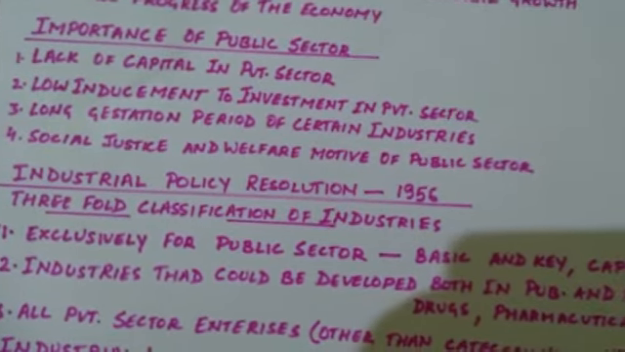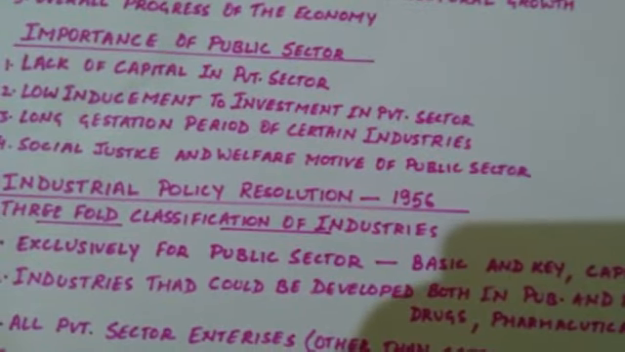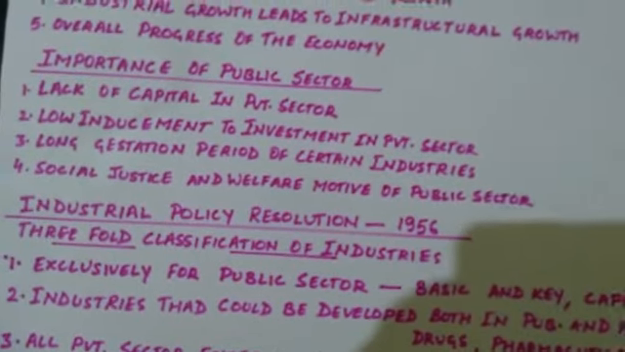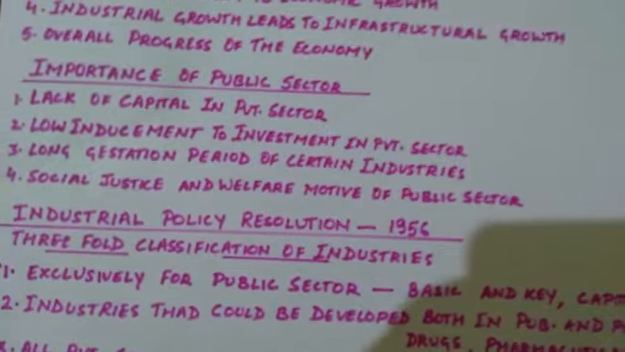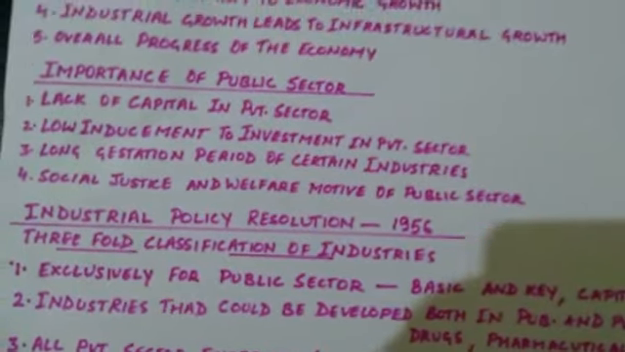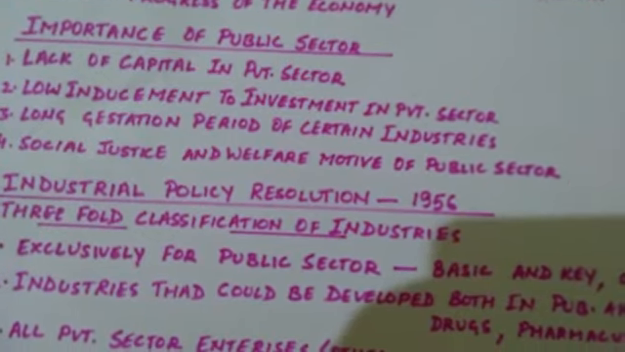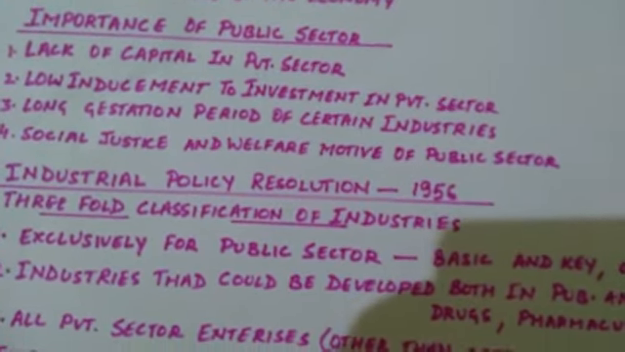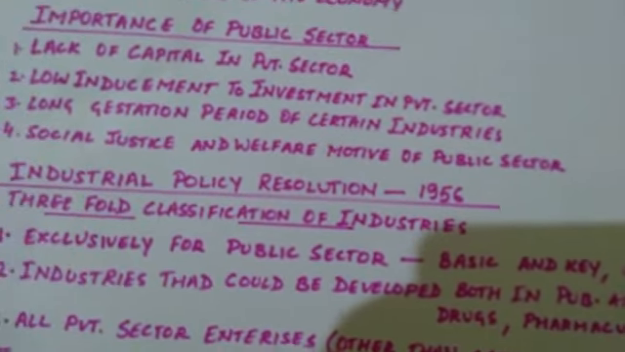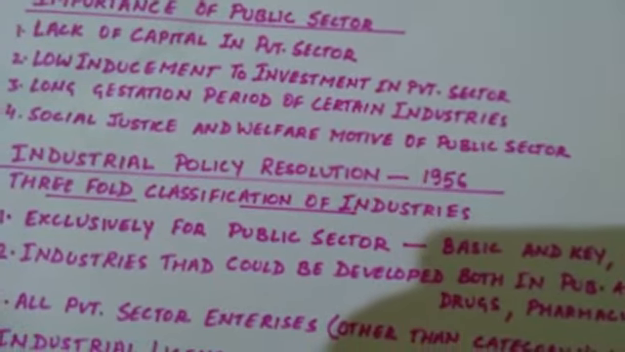So, how was the thrust laid on the public sector for industrial development? The importance of the public sector and the lackings in the private sector, we are going to study. The public sector was considered important for industrial development because the private sector lacks capital. Industrial development needs huge investment and it is not possible for private individuals to carry it out.